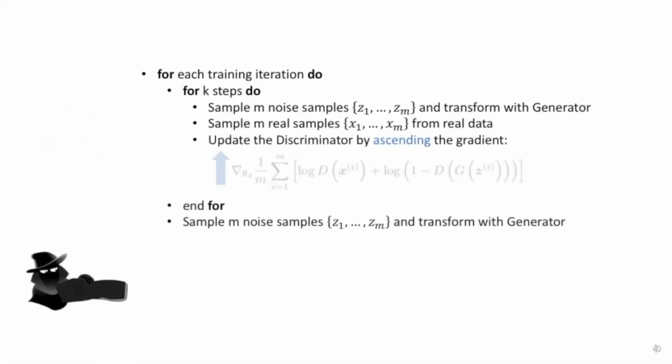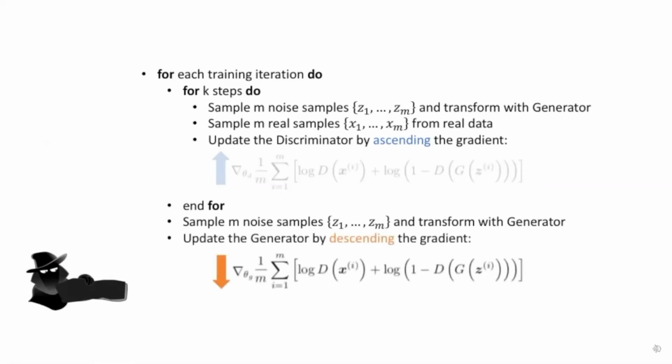The generator loop is similar. We start by sampling m noise samples and using those as input to our generator to get m fake samples. Note that in this loop we're only interested in updating the generator's parameters, and this is done by taking the gradient of the loss function with respect to these parameters.